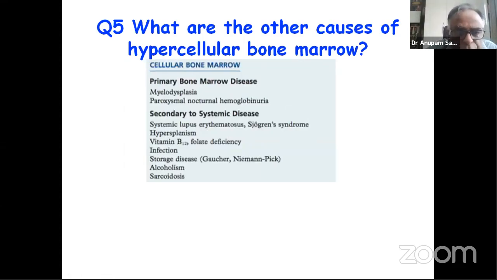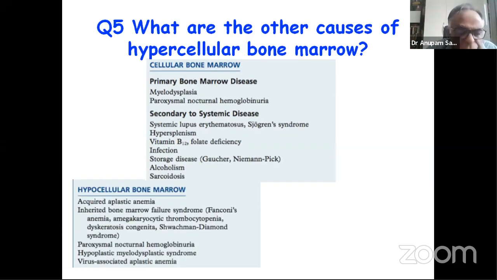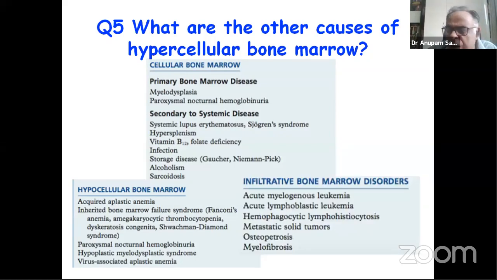So you can see primary bone marrow diseases like MDS, paroxysmal nocturnal hemoglobinuria, or you can see it secondary to systemic diseases like SLE, hypersplenism, B12 folic acid deficiency, infections, storage diseases like Gaucher's, Niemann-Pick's, alcoholism, sarcoidosis, although we don't see that much sarcoidosis in children. And you can see a hypocellular marrow in different other conditions. We won't go into the details, of course, because they've been covered very well by Dr. Sunil Bhatt. And an infiltrative bone marrow disorder, although it looks hypercellular because of the infiltration, can also lead to a pancytopenic picture.